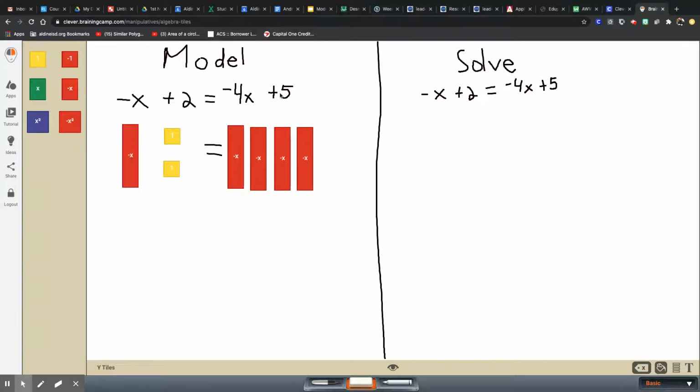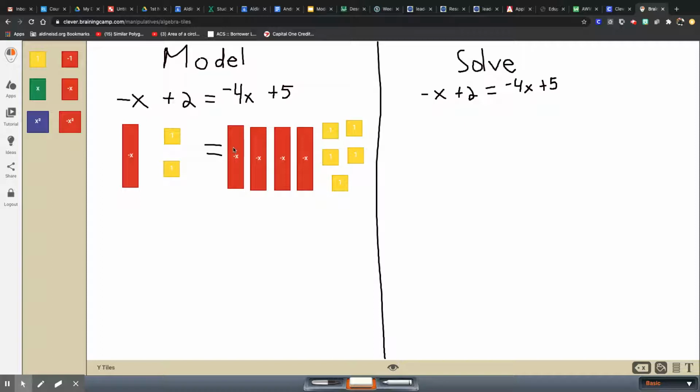And then after that, I am adding 5, or plus 5. So positive 5, so they're positive. So I'm going to use my yellow: 1, 2, 3, 4, and 5. Cool. Negative x plus 2 equals negative 4x plus 5. So I need to find out what 1x is equal to.